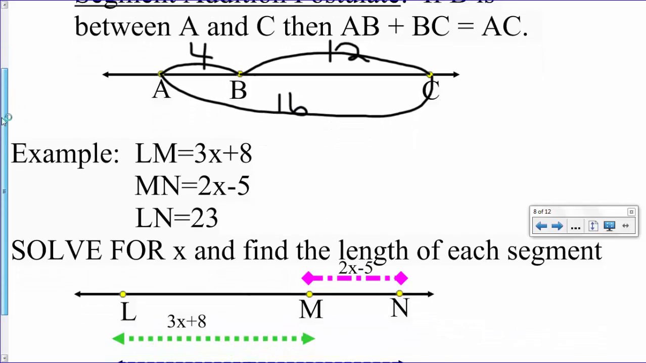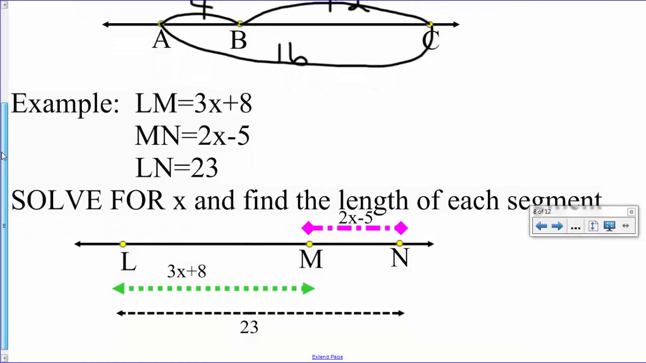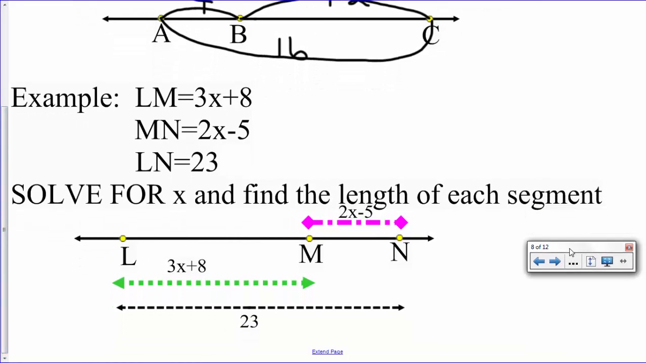Same thing on the next example, but this time we're going to use x's like we do in algebra class. We're going to use this to find the value of x, and then use that to find the missing lengths from L to M and from M to N. We already know what L to N's length is. When you see this segment without the marking drawn above it, that means we're going to find the length of the segment.